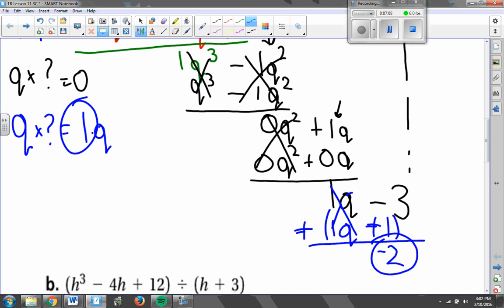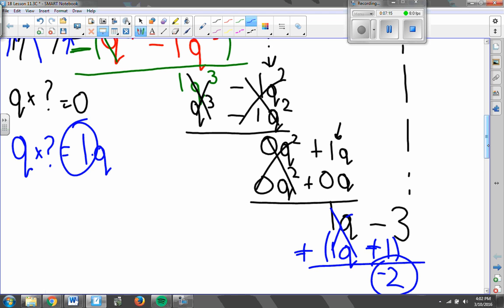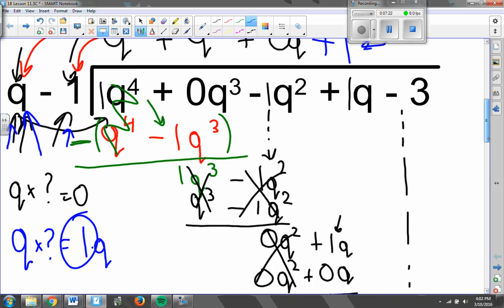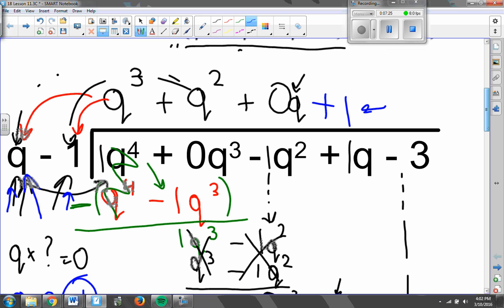And remember, when we solve a division problem of this type, we add our remainder on the end of our answer as a fraction over all this stuff we were dividing by in the first place. So my remainder is a -2. So after my plus 1, I'm going to put minus 2 divided by this stuff that I was dividing by originally. Q minus 1. Okay. Now let's summarize what all this means.